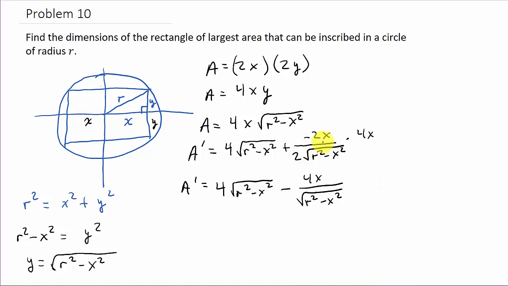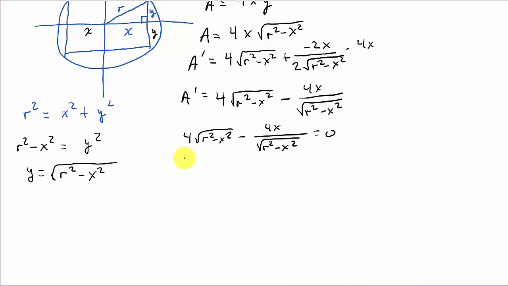All right, so now we have to take this thing, set it equal to 0, and solve for x. So I've got 4 square root of r squared minus x squared minus 4x over the square root of r squared minus x squared equals 0. So if I move this over, that's going to be 4 square root of r squared minus x squared equals 4x over the square root of r squared minus x squared.